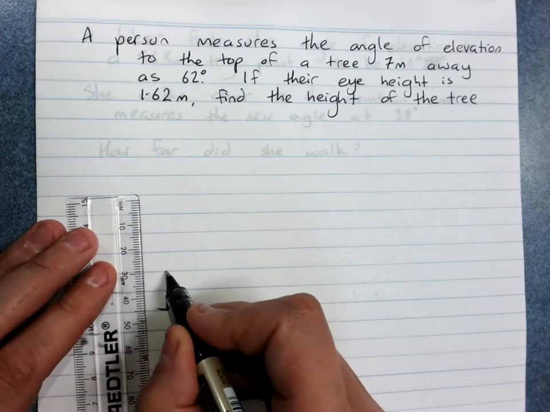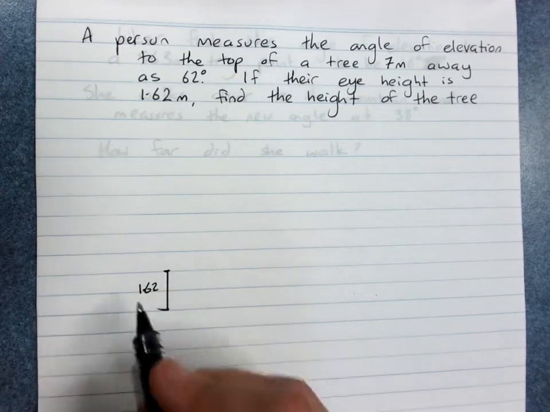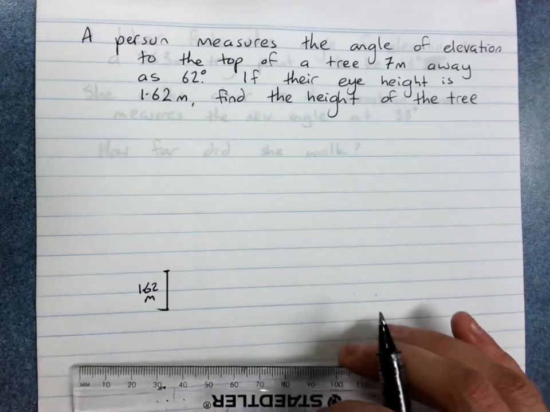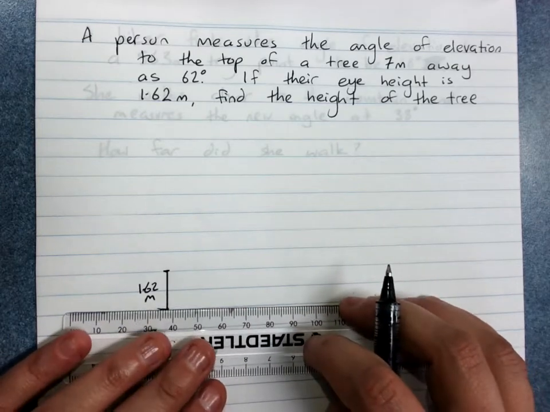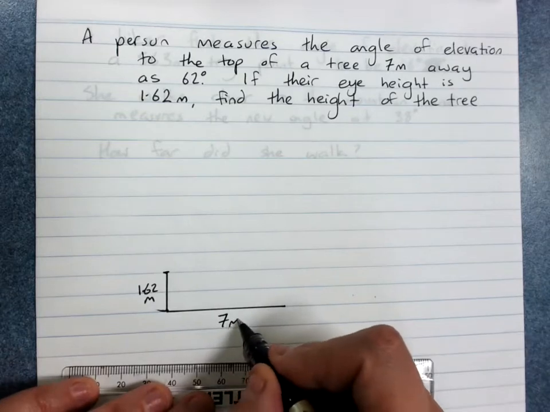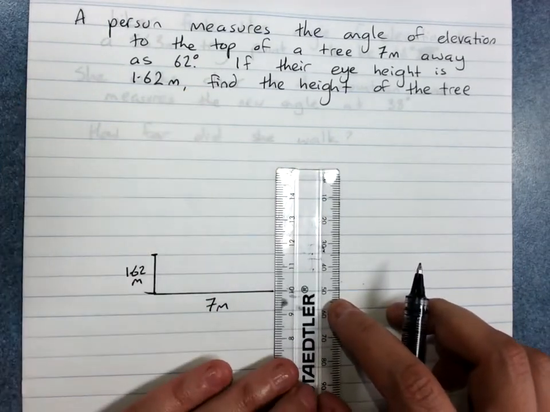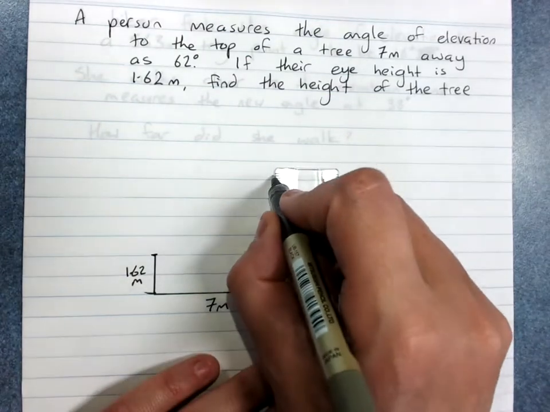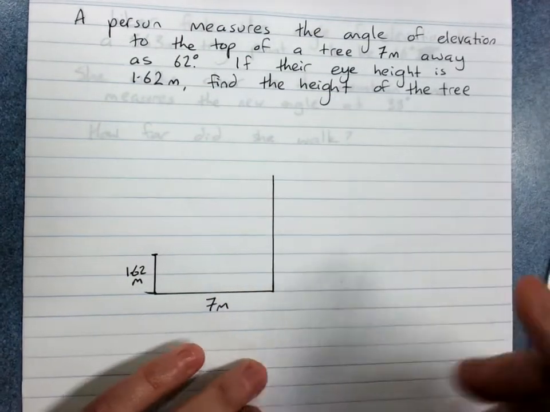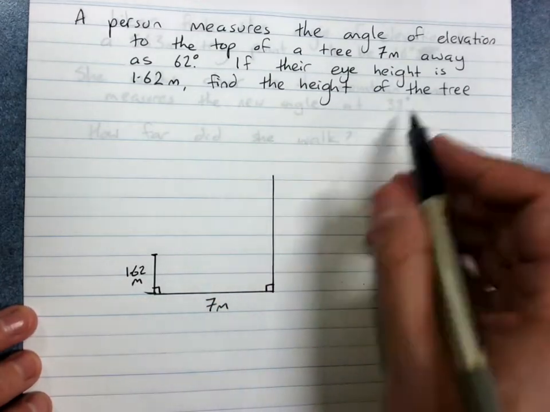So this is our person here at 1.62 metres. They are standing 7 metres from a tree. Remember, trees, buildings, whatever, just draw it as a line. And we want to find the height of the tree.